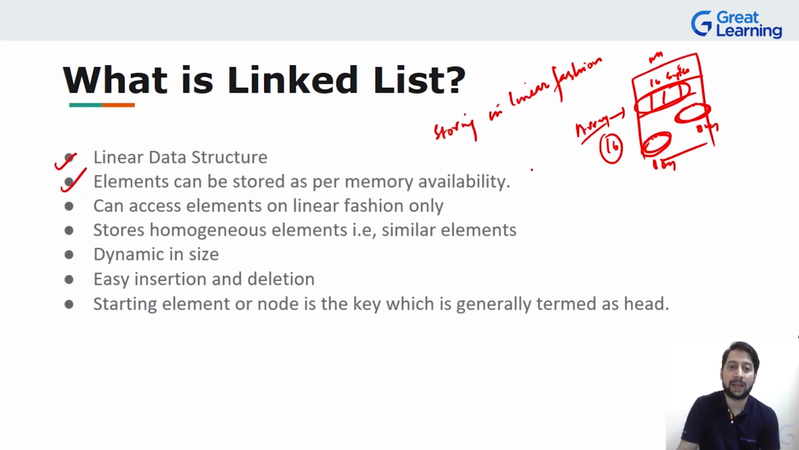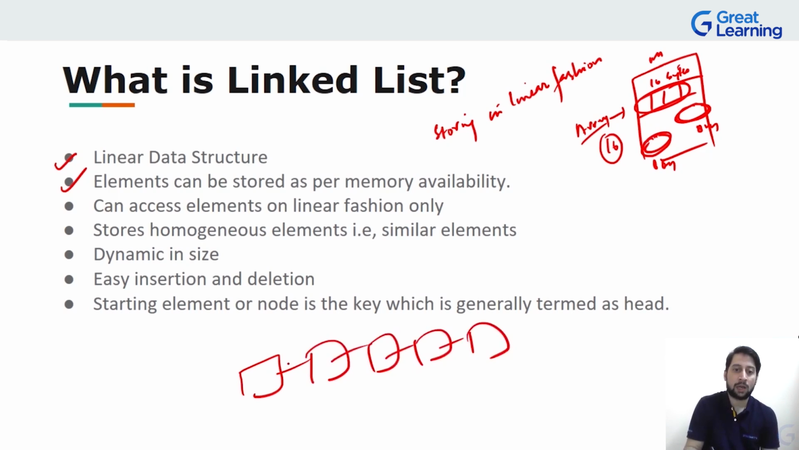The third thing is that you can access elements in a linear fashion only. Let's suppose this is a linked list. In order to access this, you need to access all of these elements. Random access is not possible. If you want to directly go to this node, it is not possible. You need to traverse all the nodes one by one, in a linear fashion. So one by one you will go here, then here, then here, and finally you will access this node.